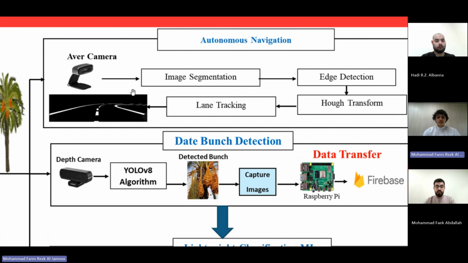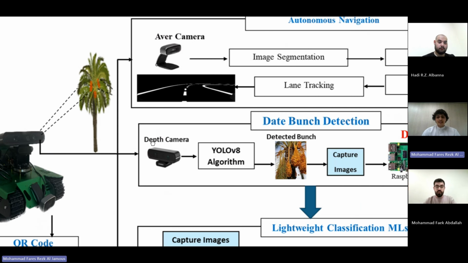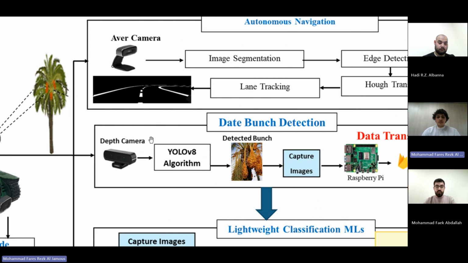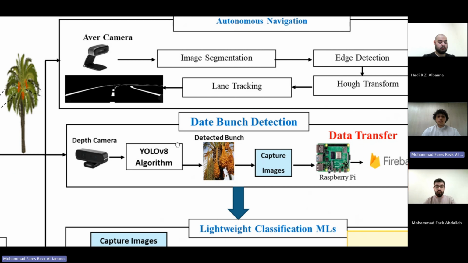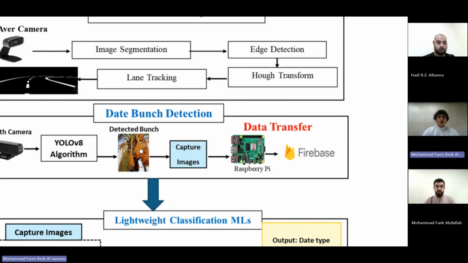When the robot is in position, as you can see here, the core of our project activates. We use a depth camera and the YOLOv8 algorithm to detect and locate the date bunches on the trees. Then we capture images using our Raspberry Pi, which processes them through lightweight machine learning models. These models classify two things: the exact type of the date and its maturity stage. Finally, this processed data is transferred wirelessly to a Firebase database for real-time monitoring by the farm operators.